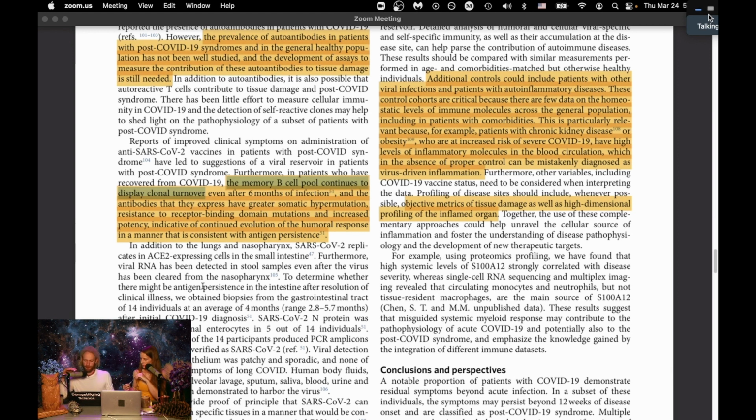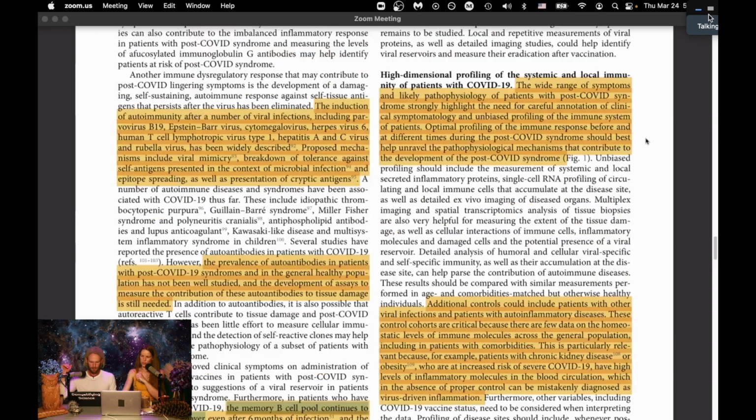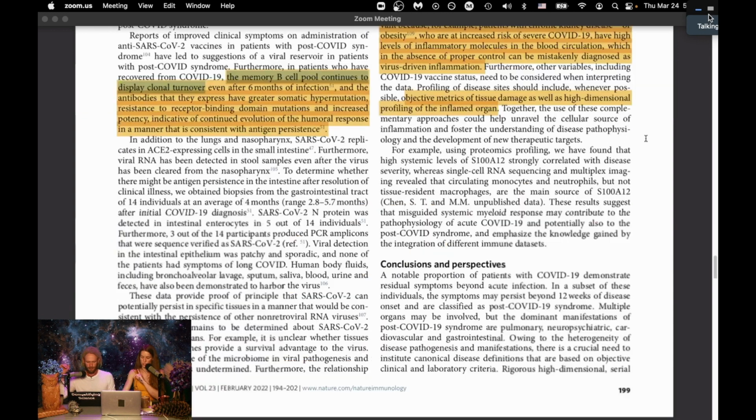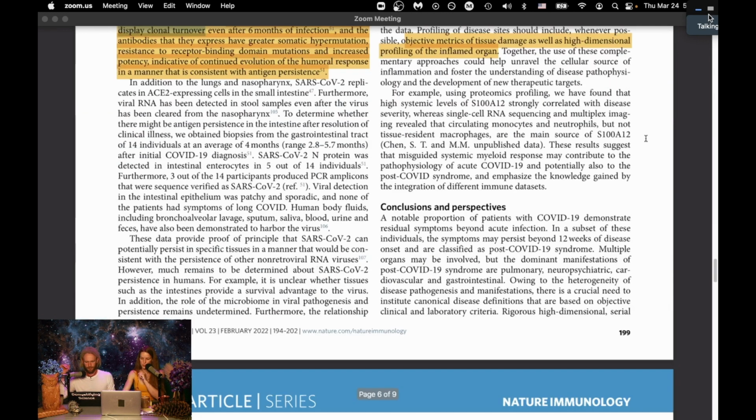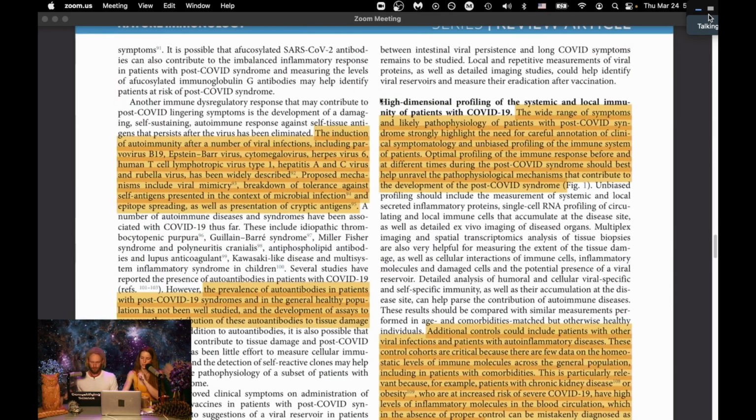Maybe we've already mentioned the different organ systems sufficiently. Maybe we can just jump over to the other paper. I think that's a good idea. But before we go, I want to touch a little bit on their conclusions, which they talk about here with high dimensional profiling of the systemic and local immunity of patients with COVID-19.